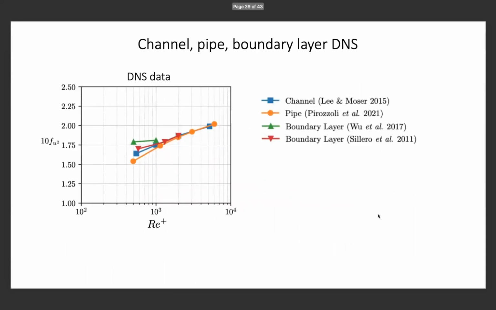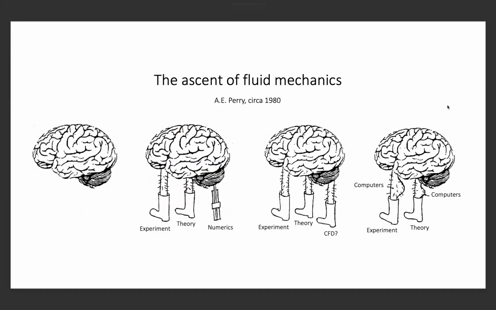So I will leave you with this. I call this the ascent of fluid mechanics. It was a cartoon that Tony Perry drew, I think around 1980, maybe 1981 or two. And you can see as you go from left to right, we start with the brain, and then the brain on fluid mechanics is propped up by experiment, theory and numerics. And you can see the slide rule as the symbol of the numerics.